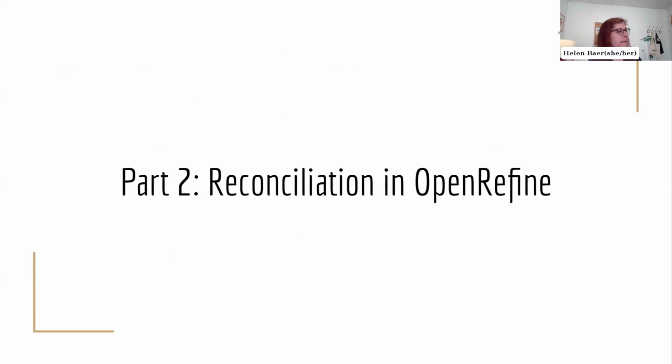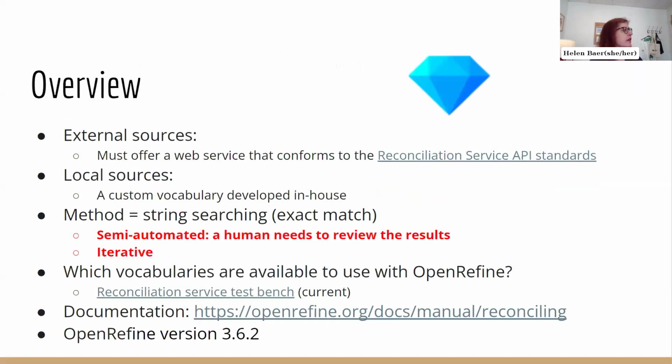So now we're going to move into how we do this in OpenRefine. And this is a really quick overview of how we do this. You can have an external source or a local internal source. So if you have an external source, like the Getty now, they have to offer a web service that will work with the OpenRefine API. And I'm surprised by how many different vocabularies now offer this. It's really wonderful to see. Again, you have that local vocabulary option, and we'll talk about how to do that a couple of different ways.